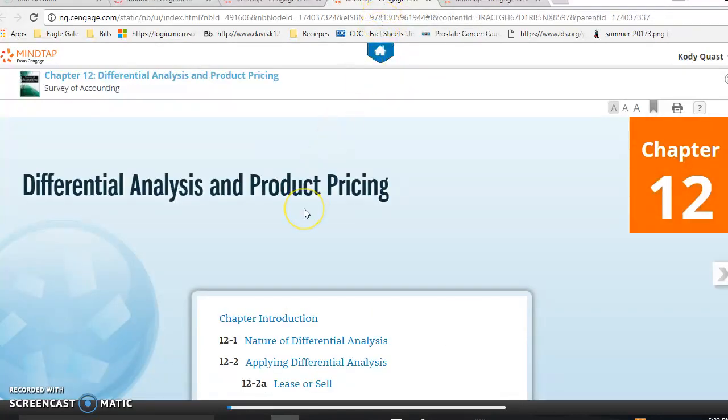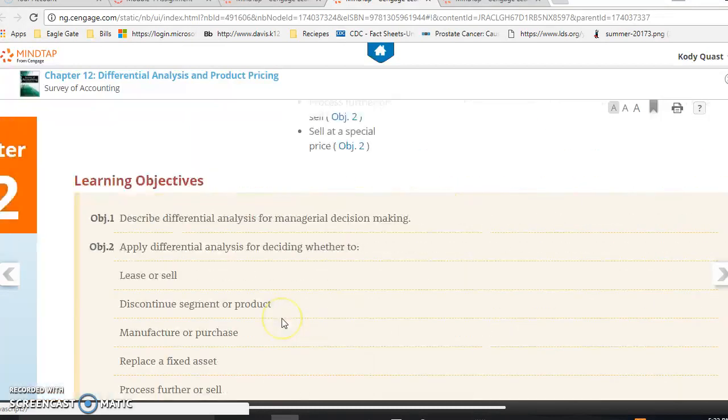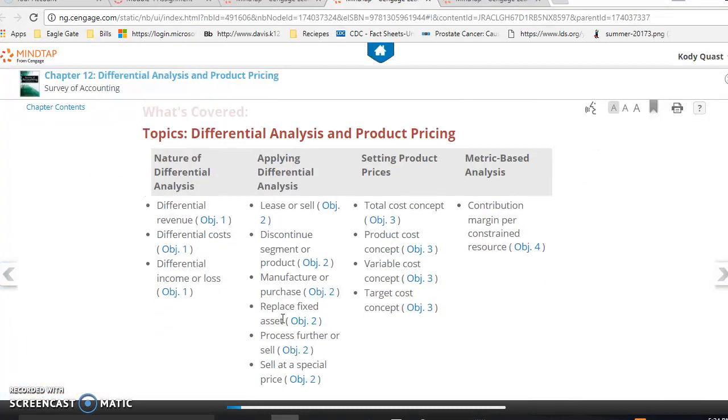So in chapter 12, we're going to be talking about differential analysis and product pricing. So at this one, you're going to be looking at different options for your companies. So you're going to be looking at differential revenue, differential costs, differential income or loss. So you're going to be looking at, if I make this product and I discontinue it, is it going to help or hurt my bottom line?